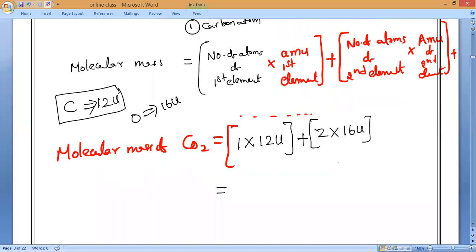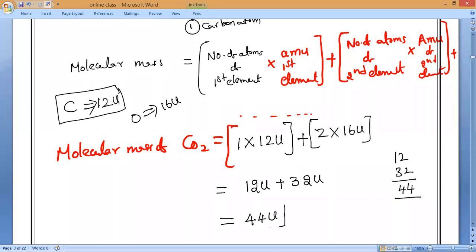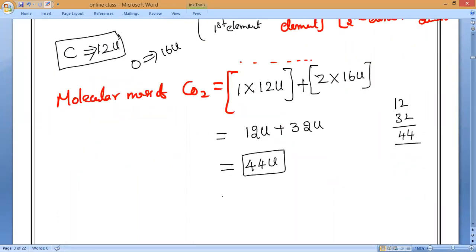How much? 12. And 2 into 16 is 32 U. If we add 12 and 32, it is equal to 44. So 44 U is the molecular mass of carbon dioxide. Is it yes or no? Yes, please remember and write it.